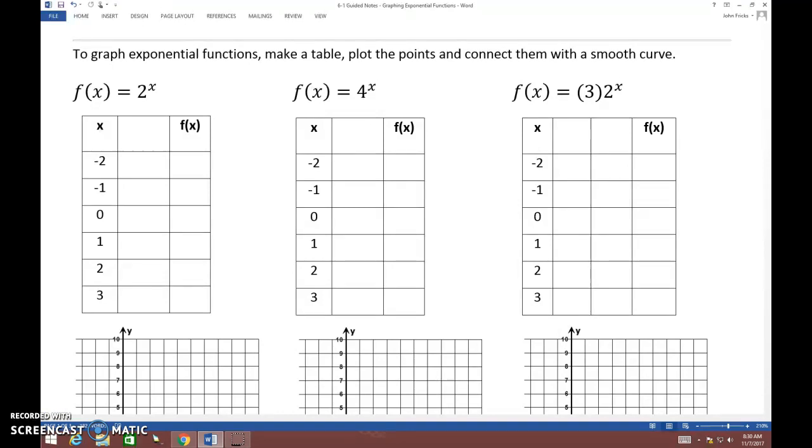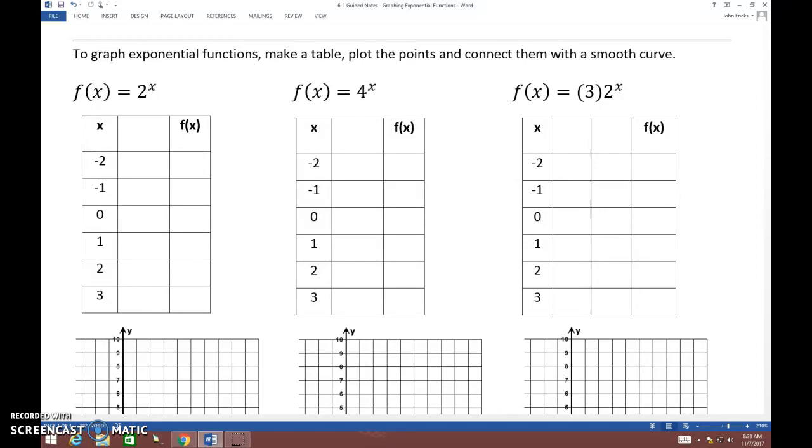All right, so next we're going to go into the graphing part of exponential equations. It says in order to graph an exponential function, we first have to make a table, and then we can take the table and get points, and then we can take those points and plot them on a graph, making a smooth curve.